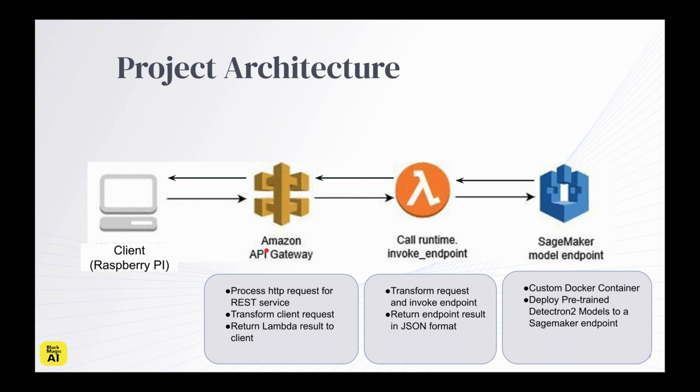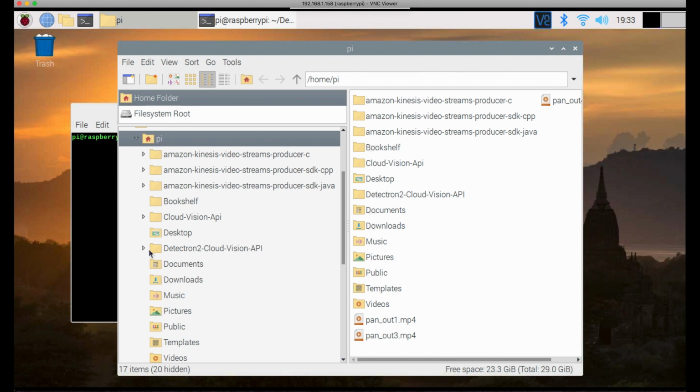Then we will expose our SageMaker endpoint as a REST API using the Amazon API Gateway. So this will process the HTTP request as a REST service. It will transform the client request and it will return the Lambda result to the client. So in this case, our client is a Raspberry Pi, but it could also be your laptop or any other device.